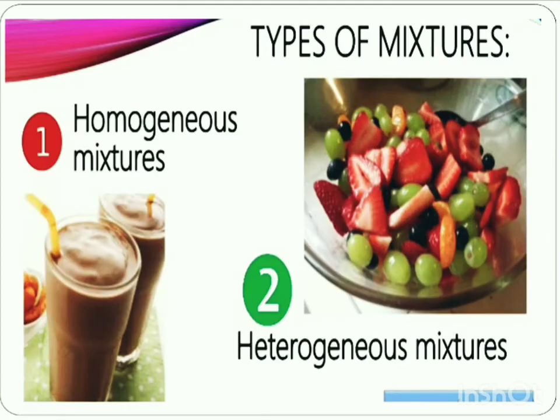Then types of mixture. On the homogeneous mixture side you have chocolate milk. Chocolate powder is completely mixed in the milk. The appearance is completely the same. And on the heterogeneous side you have a fruit salad. You can see different fruits separately. The appearance is different. The composition is different. So that's why it is a heterogeneous mixture.